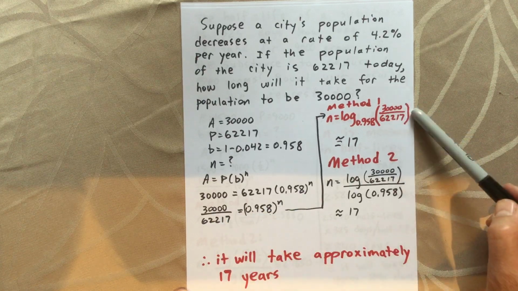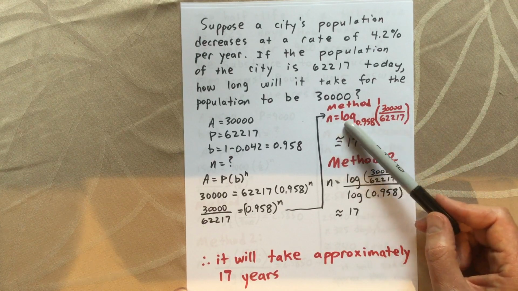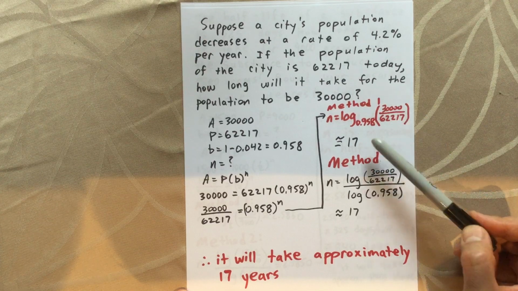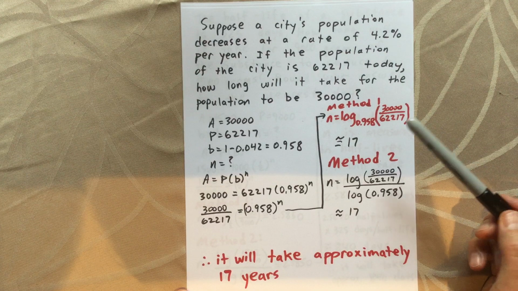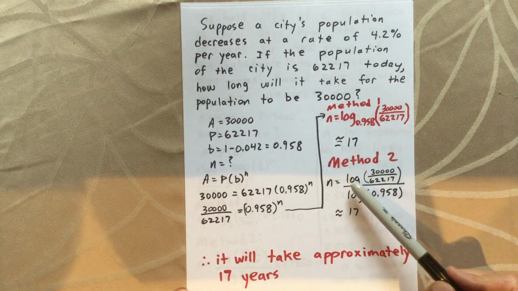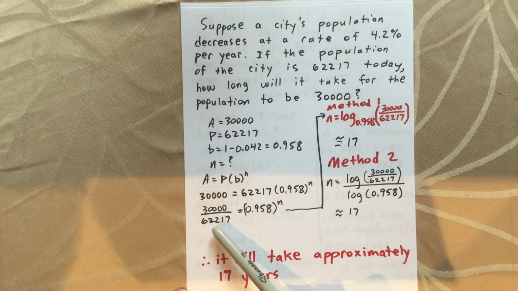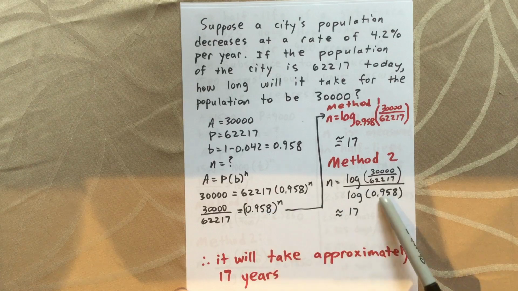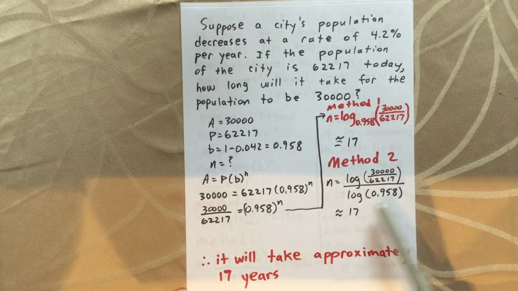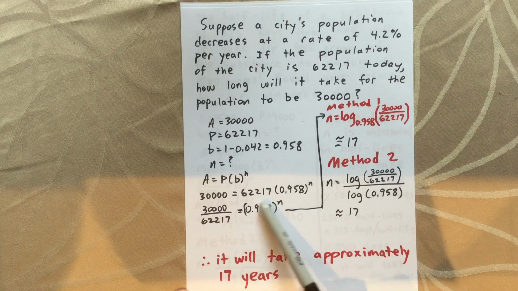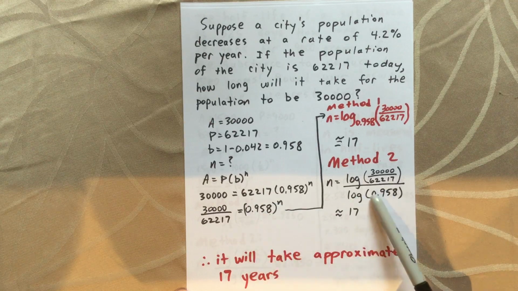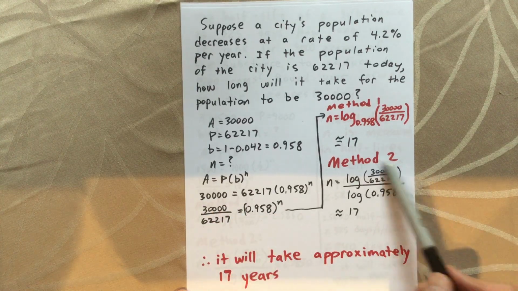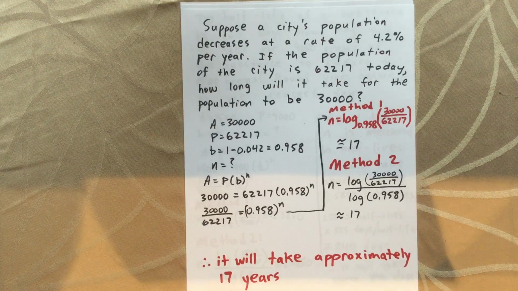Now we do our method 1 and method 2. If you have a really good calculator, N is equal to the log base 0.958 of this quantity, which is approximately 17. If you don't have a really good calculator, you can say N is equal to the log of this quantity. So N will be the log of this divided by the log of this. The base of the exponent goes in the basement of the fraction when you're using this second method. So the base of the exponent is 0.958. So log of 0.958 goes in the denominator. Log of this goes in the numerator. Putting this into a calculator tells you it's approximately 17.